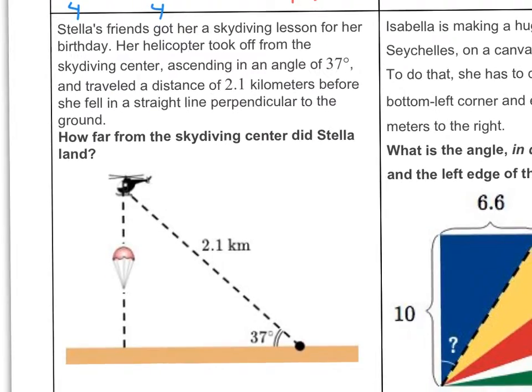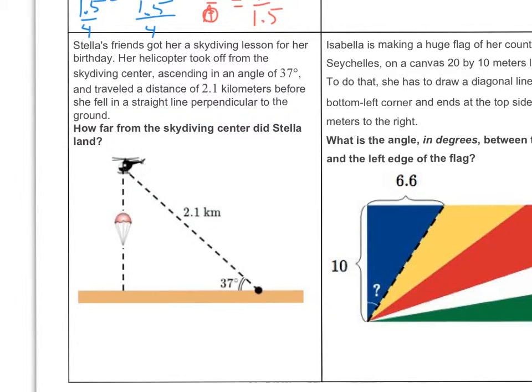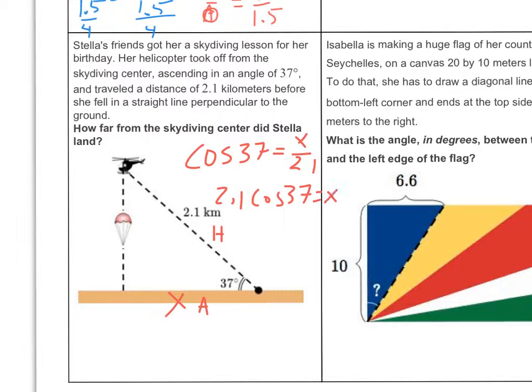Leading on to the word problem. We've got a skydiving lesson, and what we're trying to figure out is how far from the skydiving center she lands. Based on this information, we have a nice picture already drawn for us. We've got the adjacent and the hypotenuse. That's going to be cosine. So cosine of 37 is going to be equal to x over 2.1. 2.1 cosine of 37 is equal to x. And when I do that out, we end up getting 1.67. That leads us finally into laws of sines and cosines.